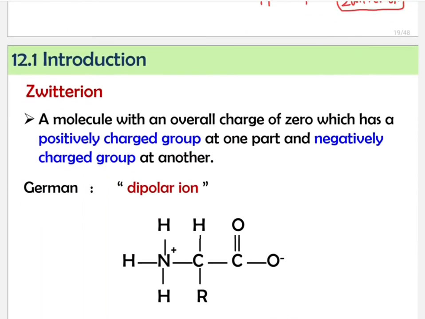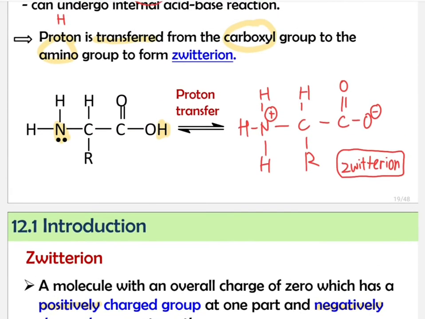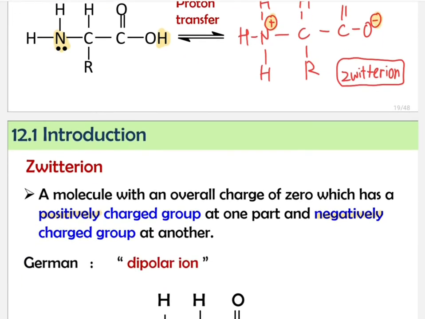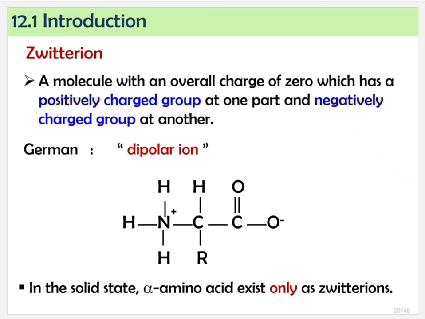So, what is Zwitterion? The definition. So, Zwitterion is a molecule with an overall charge of 0 which has a positively charged group at one part and negatively charged group at another. So, kalau kita pergi balik dekat sini, boleh nampak ada positif dan negative charge. Okay, di dalam compounds yang sama. So, that's Zwitterion. Zwitterion from German word means dipolar ion. Okay, dipolar sebab ada 2 charge yang berbeza, iaitu positif dan negatif. Okay. Jadinya sekarang, in the solid state, alpha amino acid will exist only as Zwitterions dalam solid state. Okay, Zwitterion ada positif dengan negative charge.